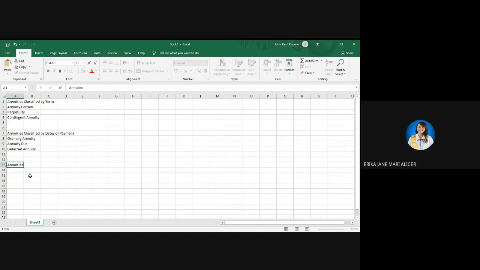Hello? Nakuha? Okay. Annuity classified by length of payment and interest compounding period. Okay, so naa tay simple annuity. And we also have complex annuity or general annuity. What's the difference between the two?